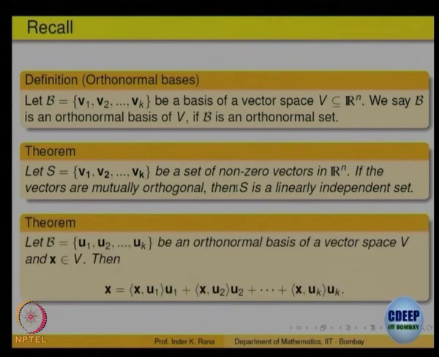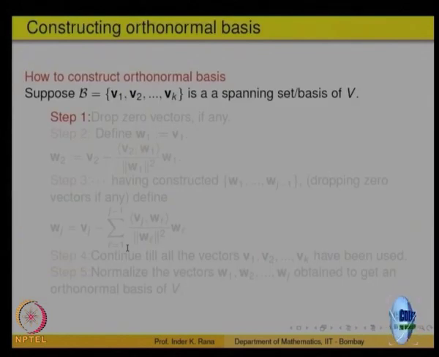The advantage of an orthonormal basis was that given any vector x in the vector space, you can immediately write down those scalars alpha 1, alpha 2, ..., alpha n such that x is a linear combination of the basis elements. Those scalars come out to be the inner product of x with u1, x with u2, and so on. So the coordinates of a vector are immediately known once you have an orthonormal basis. That was the advantage. And then we saw the process of constructing an orthonormal basis.